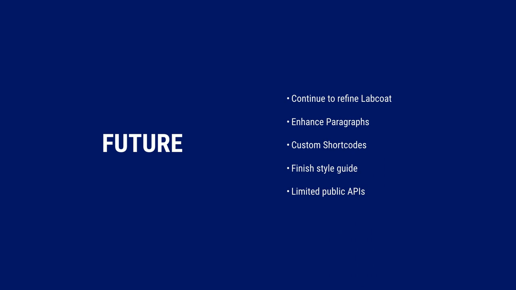We want to give our users more power, so we want to enhance paragraphs, whether making an existing paragraph better or adding new ones that better meet their needs. Custom shortcodes: there's still a lot we're working on to improve, especially the shortcodes that apply to some of the Labcoat components, to make it easier for users. We also want to finish our style guide so that we have a central source of documentation for Labcoat that makes it easier for all stakeholders, developers as well as content providers, to reference and figure out how things are working.